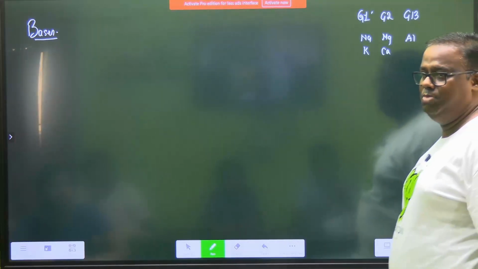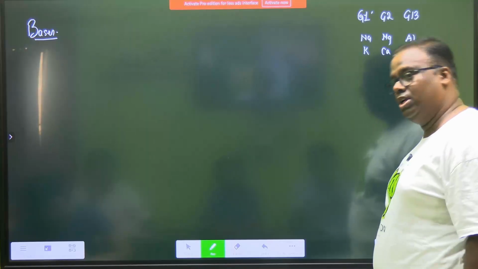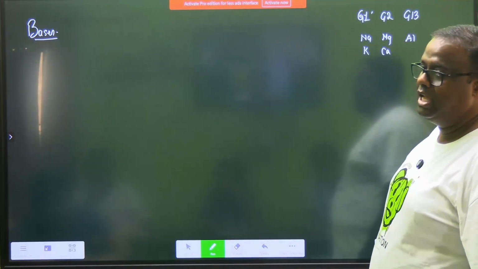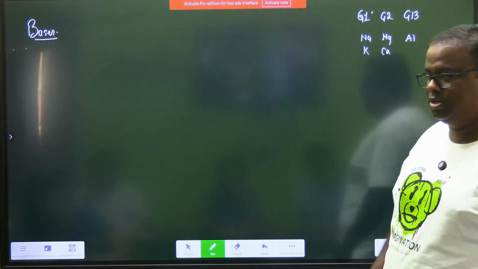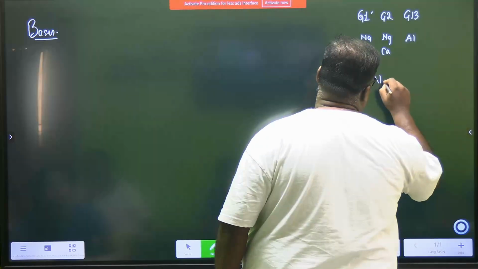So sodium's base will be known as sodium hydroxide. Potassium's base will be known as potassium hydroxide. Magnesium's base is magnesium hydroxide. Calcium's base is calcium hydroxide. Aluminium's base is aluminium hydroxide. Okay. Quickly, before going through this, let's quickly write their formulas also.